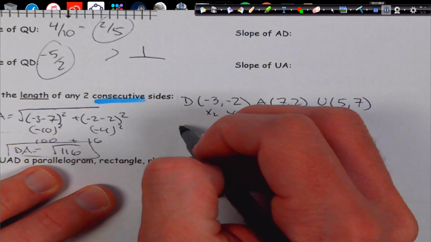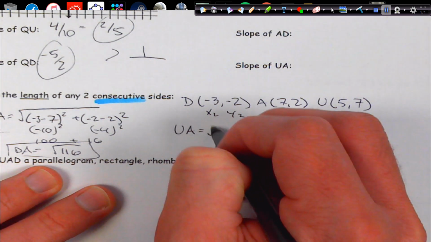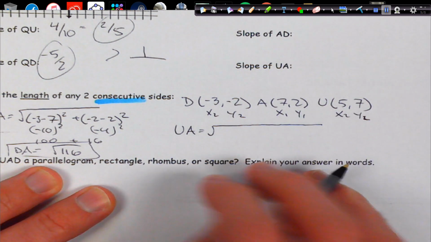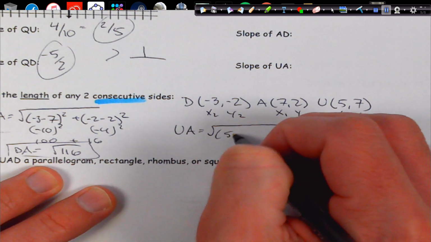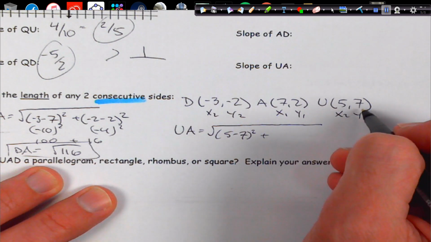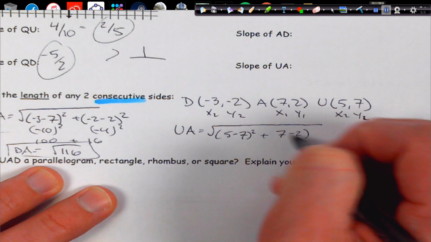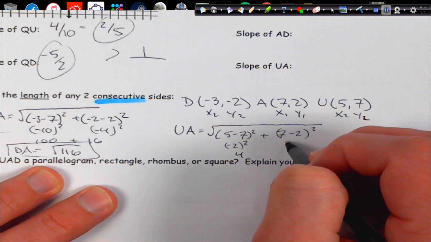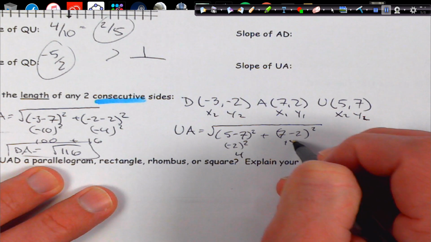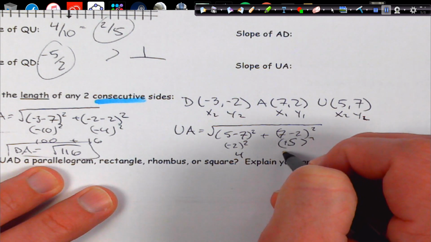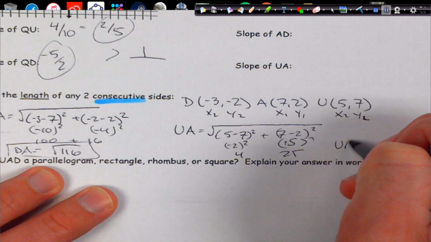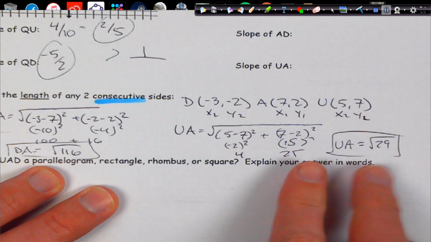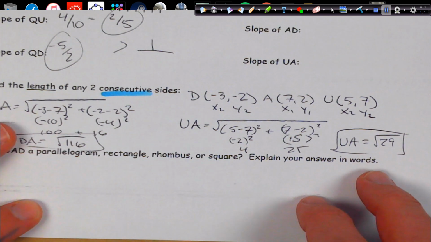Okay, we're going to do the same thing now for UA. I'm expecting this to probably be smaller. We'll use this as my x2, y2. And we're going to do 5 minus 7 squared plus 7 minus 2 squared. That's going to be -2 squared, or 4. This is going to be positive 5 squared, which is 25. So we're going to get UA equal to the square root of 29. So they're different lengths. They're not the same. So we know this is a rectangle.